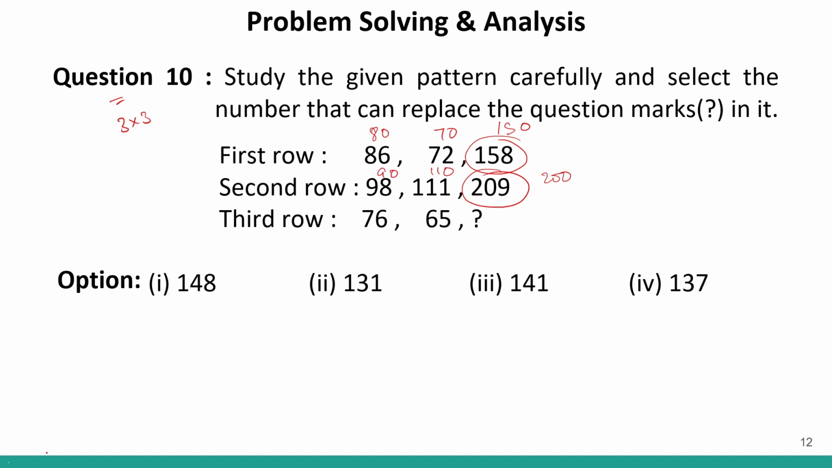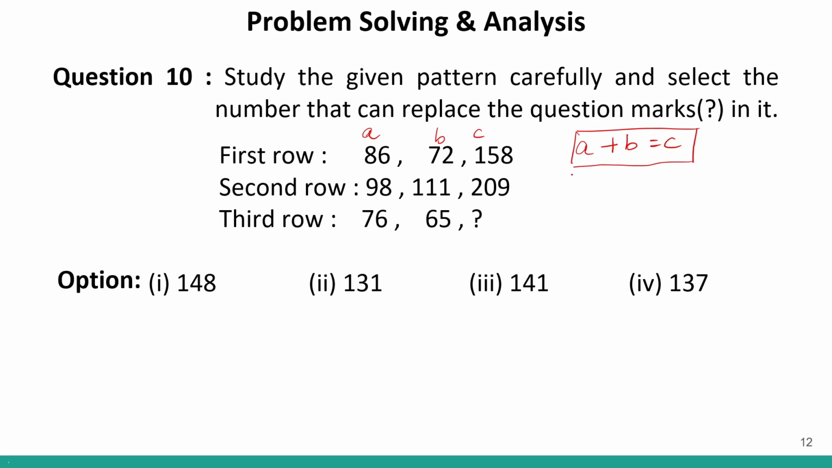So this is a very simple logic. If this is A, this is B and this is C, we are simply adding A and B to get C. This is a very simple logic. Now let us check. 86 plus 72 will be 158. Correct for row 1. Okay. For row 2, 98 plus 111. So here it will be 209. Correct for row 2 as well.